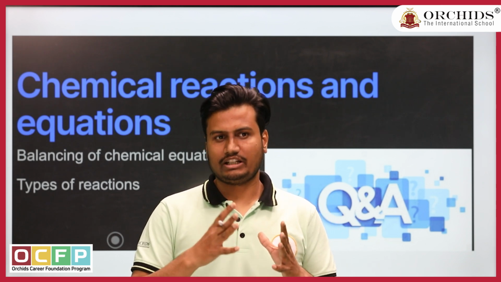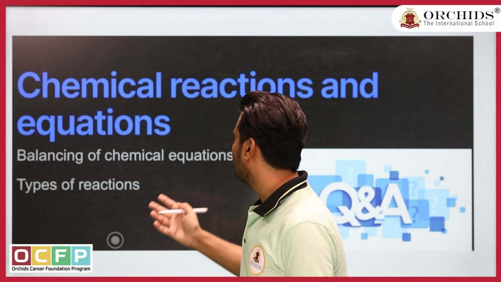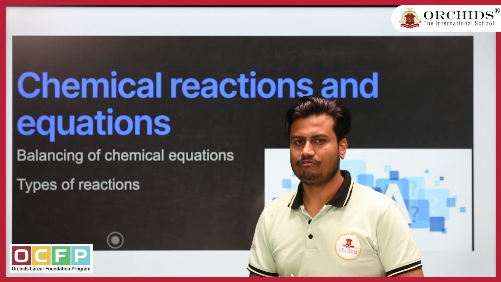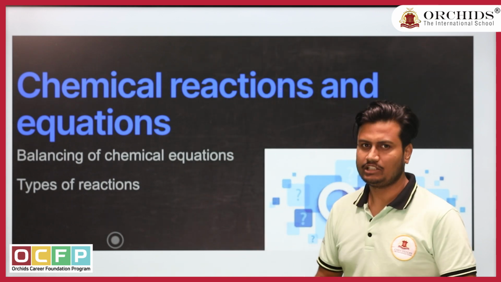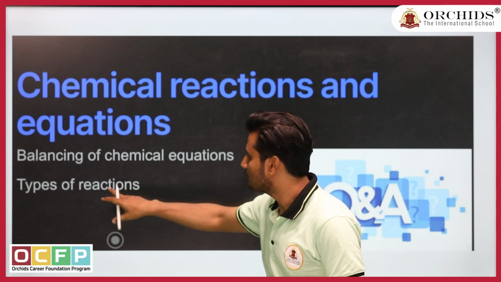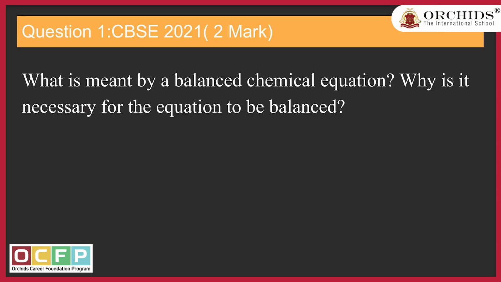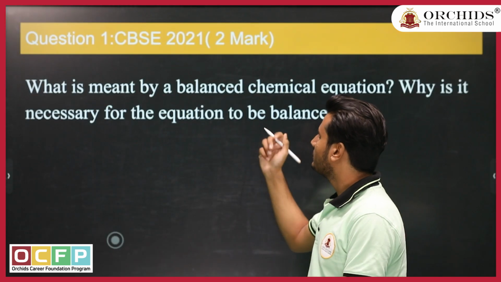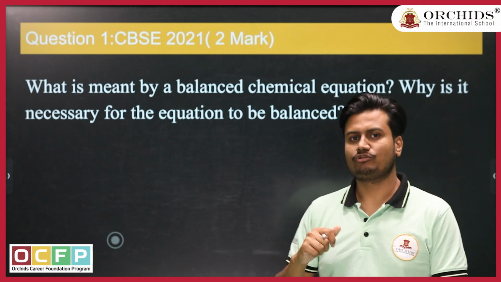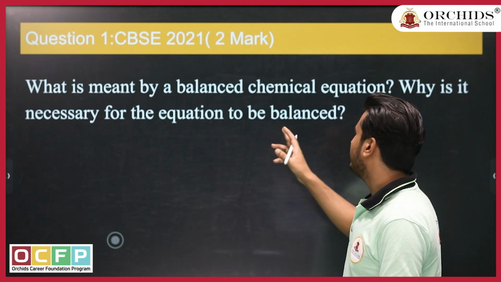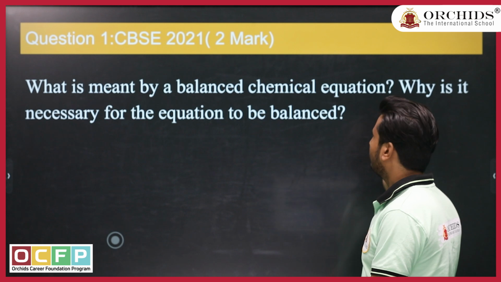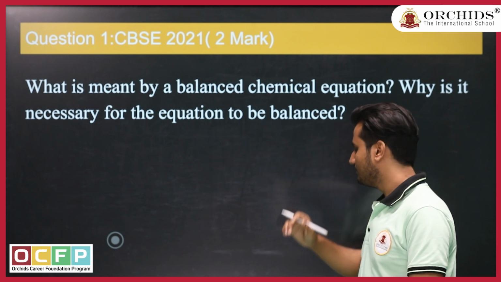Alright, so in this chapter we are going to cover two things. First is balancing of chemical equations, and second is types of reactions. So we will start with our first question, asked in CBSE 2021 for 2 marks. What is meant by a balanced chemical equation and why is it necessary for an equation to be balanced?